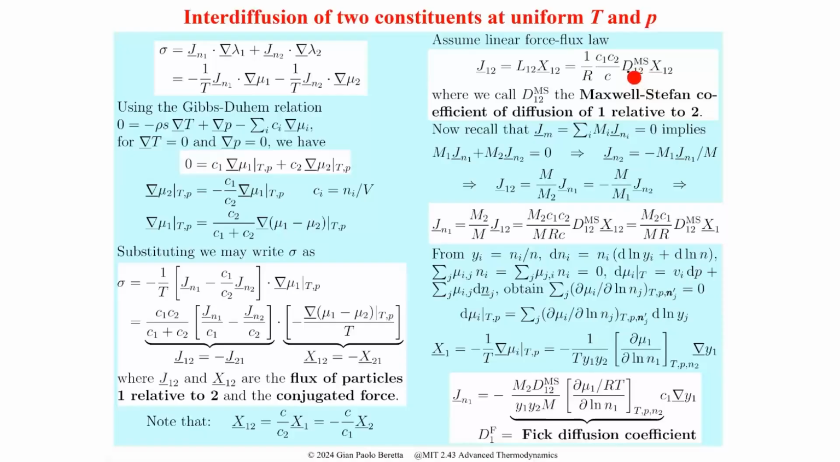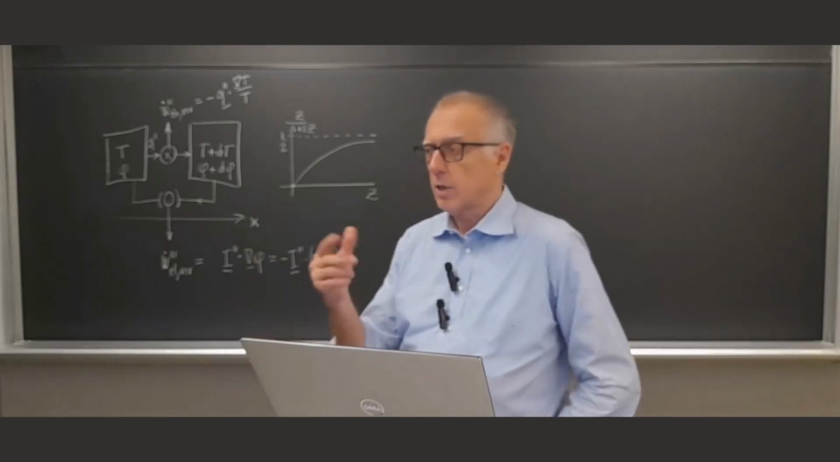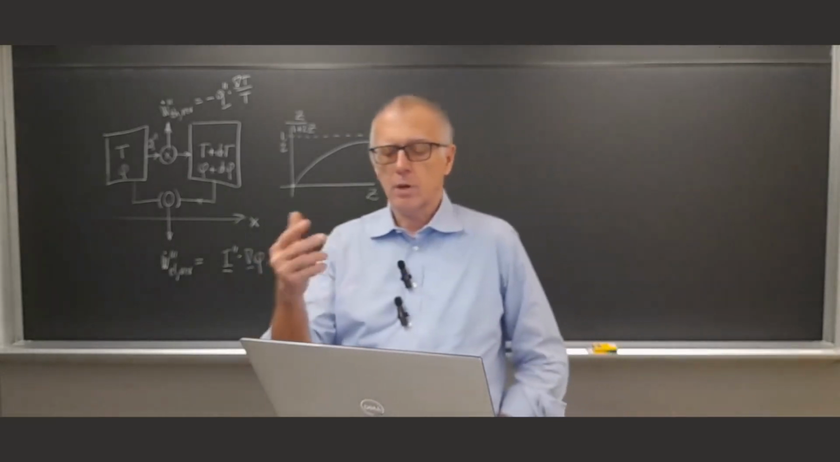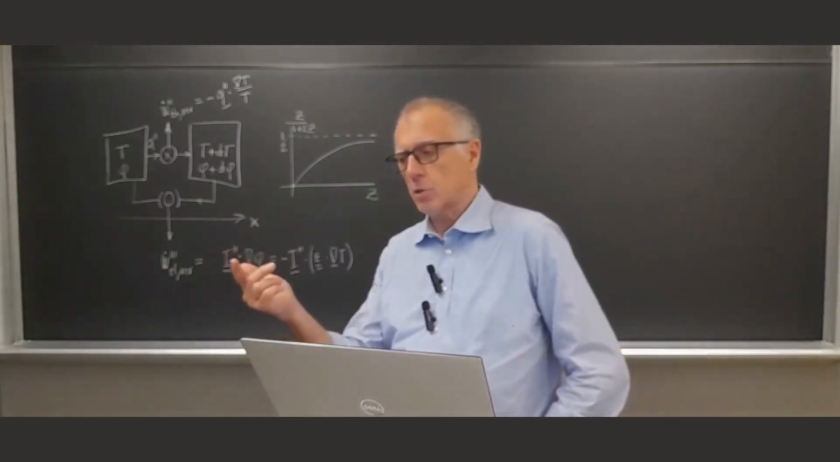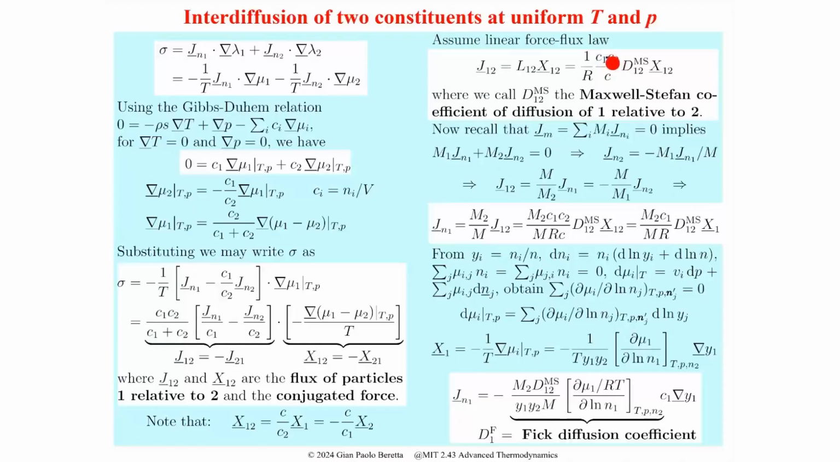And so we call this L12 this way, where these are the concentrations of the two constituents. And of course, they are related to one another, because the mole fraction of the second species is 1 minus the mole fraction of the other one. So also between the concentrations, you have a similar relation.